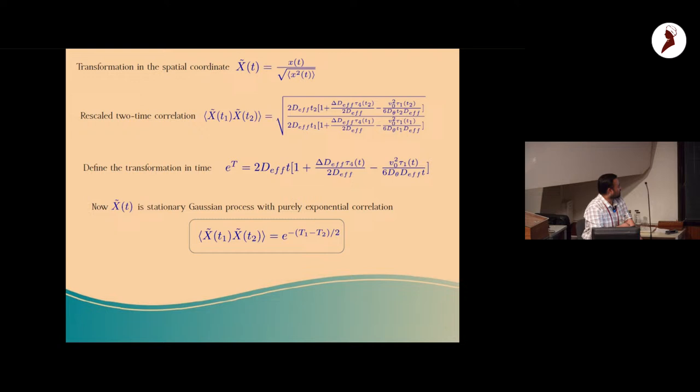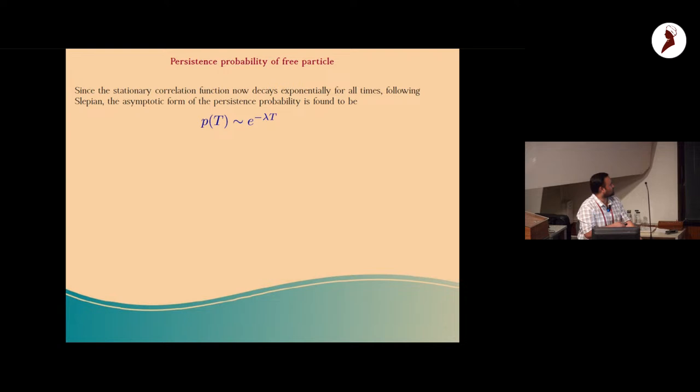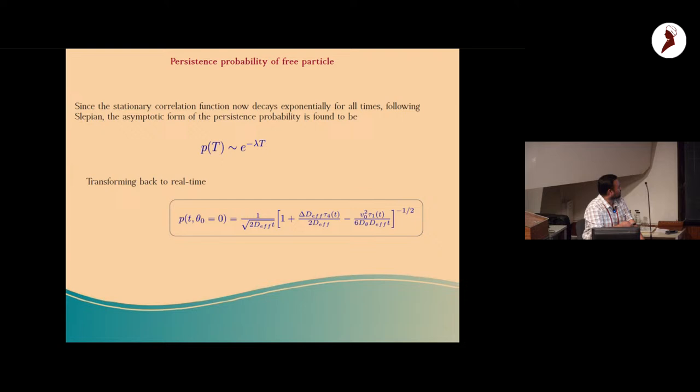And now we will use the Slepian theorem, from a famous paper of 1962, which says that in the longer-time asymptotic limit, this stationary correlator function, the persistence probability, will be proportional to e to the power minus lambda t. So transforming back to real time, we find this for theta, of course, where the initial angle theta 0 is 0, and we get this exact value of this persistence probability for the free particle.